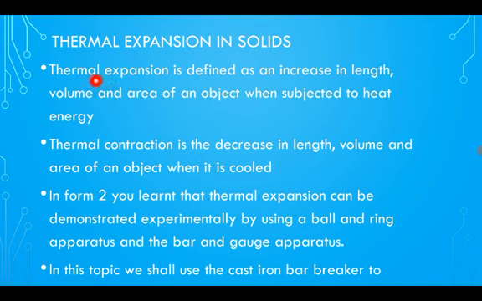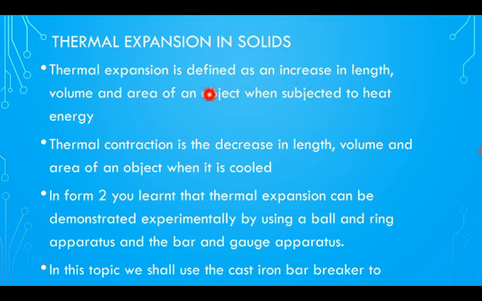So we are saying thermal comes from heat, and expansion comes from the verb to expand. So thermal expansion, what does it mean? Thermal expansion is defined in physics as an increase in length. All right, an increase in length. So an object becomes longer than it was before heating, and also an increase in volume. Remember that volume is the amount of space that an object occupies. So volume increases, length increases, as well as area. Area simply refers to the measure of surface.